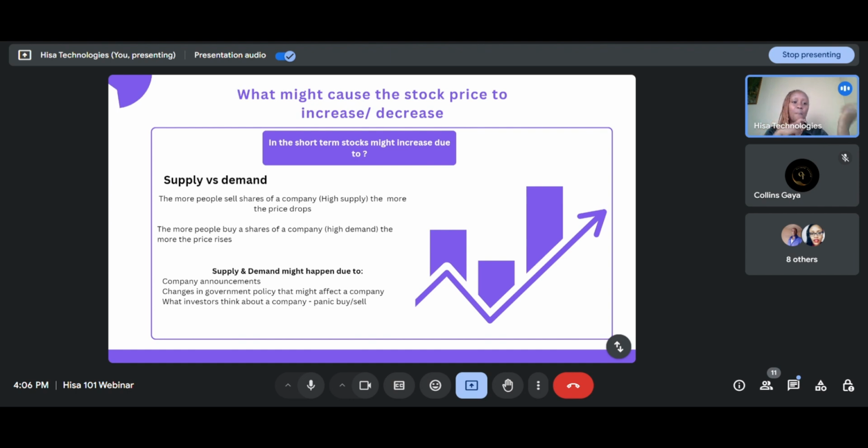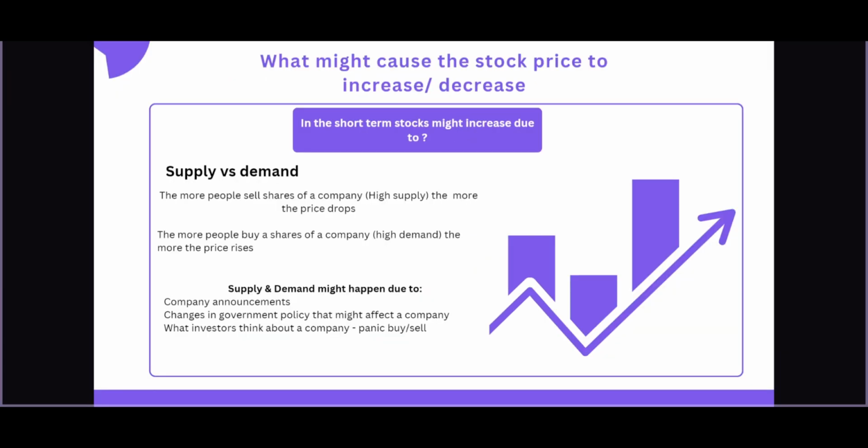I might be biased because I am a long-term investor, but what I would like to emphasize is understand what is making that company share price increase or decrease before you make your decision. I hope we are together on that.